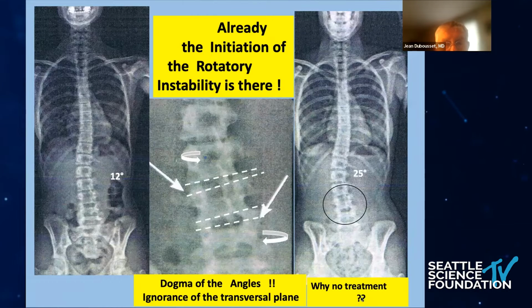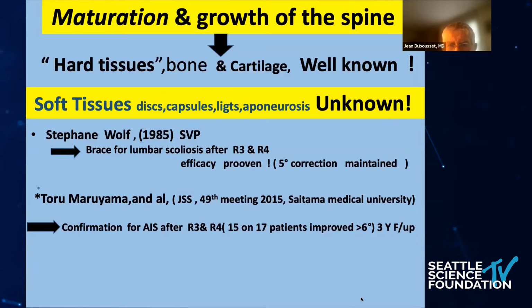For example, you see here, it is the same case, the dogma of the angle. But if you look precisely in the circle, you see that the rotatory instability is there, and you have to treat the patient. Because for hard tissue, maturation and growth are well known, but soft tissue, this capsule, ligament, aponeurosis, maturation, very little is known about that.